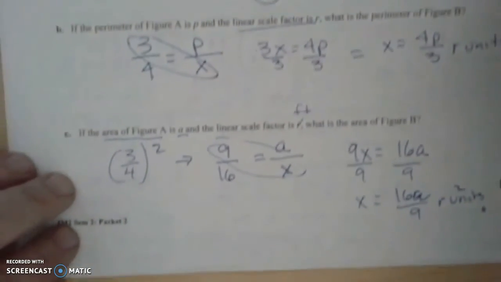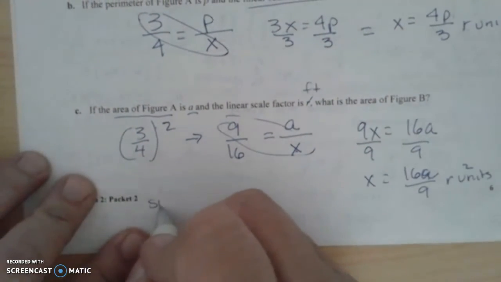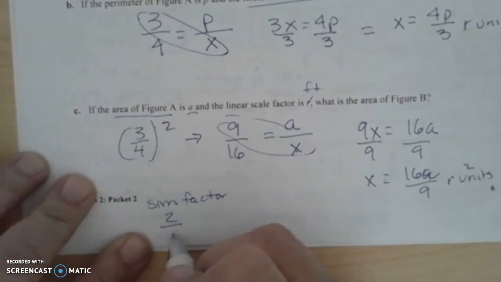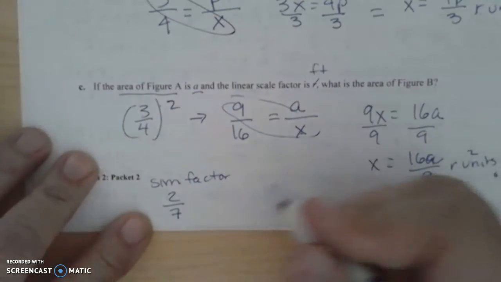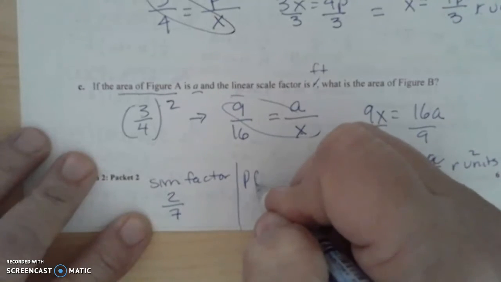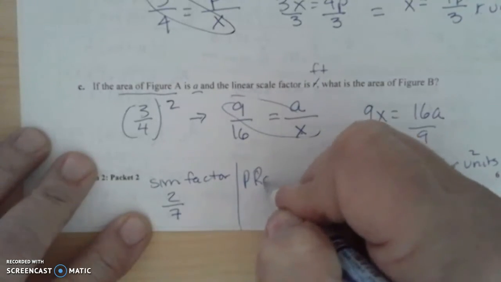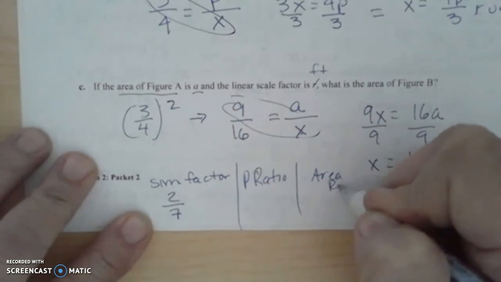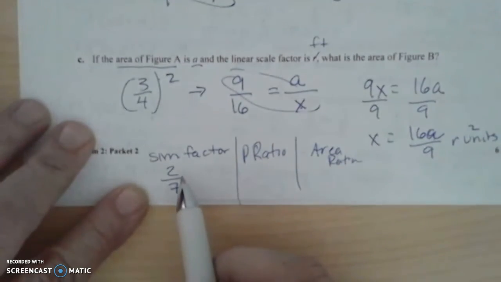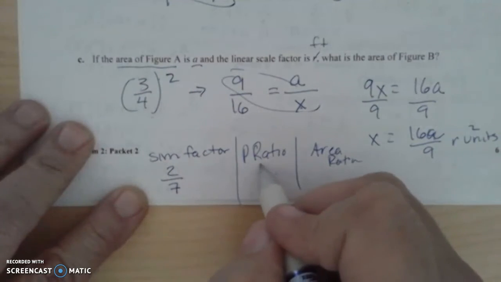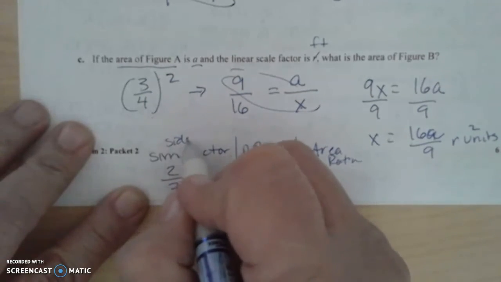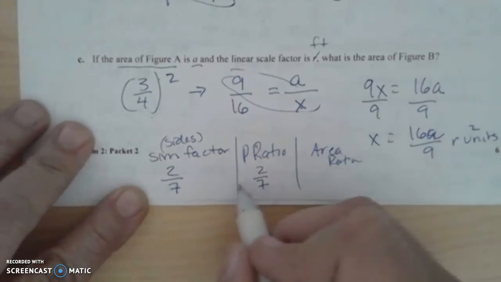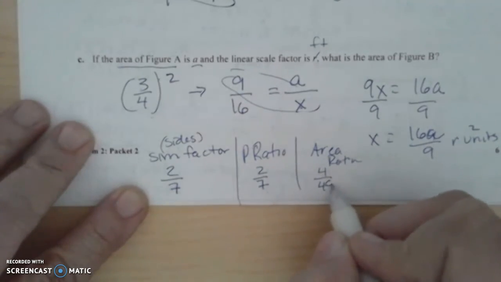The biggest thing from this lesson is if I give you the similarity factor of 2 over 7, let's just say, and you want to know what the perimeter ratio is, and you want to know what the area ratio is, what do you do? Well, the similarity factor or the sides, right? The sides or similarity, it's going to be the same. So that's going to be 2/7. The area factor, you're going to square it, and you're going to get 4 over 49.